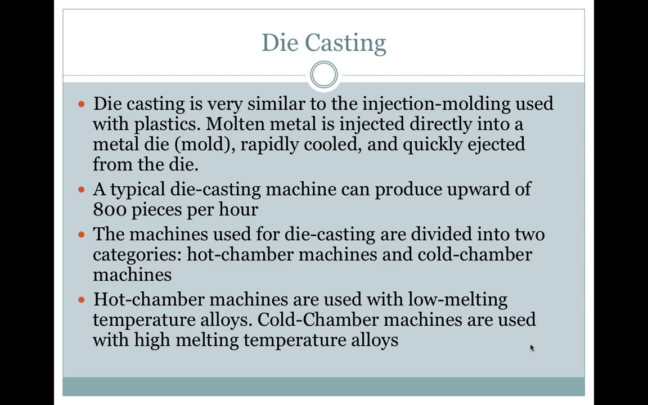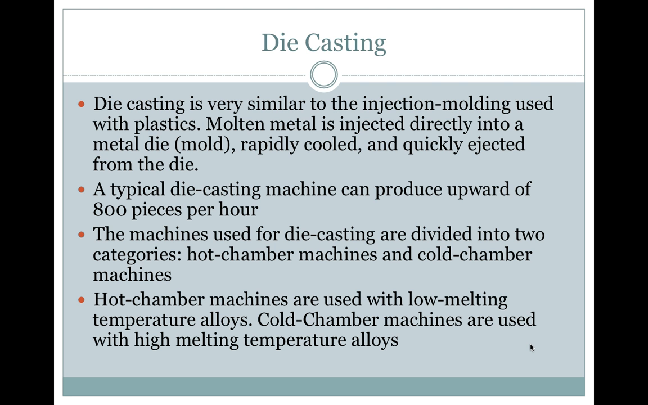Die casting. Die casting is very similar to the injection molding used with plastics. Molten metal is injected directly into a metal die, a mold, rapidly cooled and quickly ejected from the die. A typical die casting machine can produce upward of 800 pieces per hour.